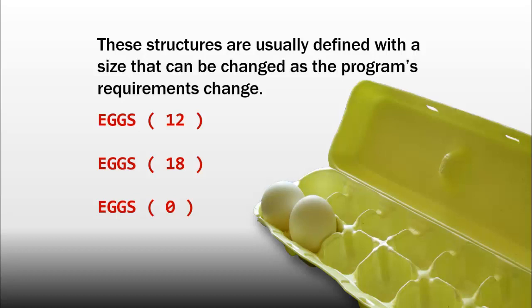So in this case we may start out with a dozen eggs and later decide to package 18 eggs together, or show at some point in our program that we have 0 eggs. Now, if we didn't have this structure, this collection, we would have to have 12 different variables, egg 1, egg 2, egg 3, and so on. And if we changed the requirement, we would have to have egg 1 through egg 18. That would be a lot more work. So this data collection or data structure idea helps us to get past that problem.